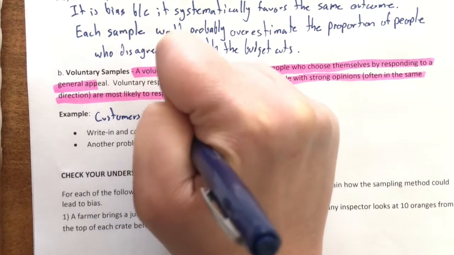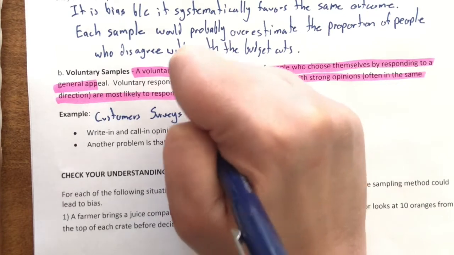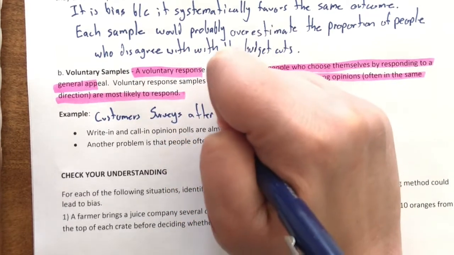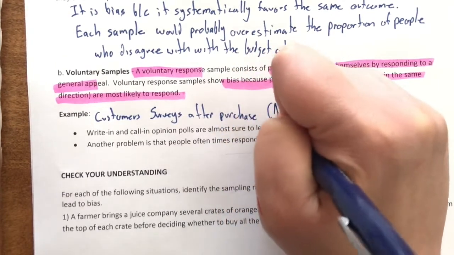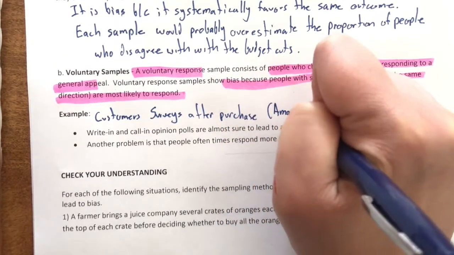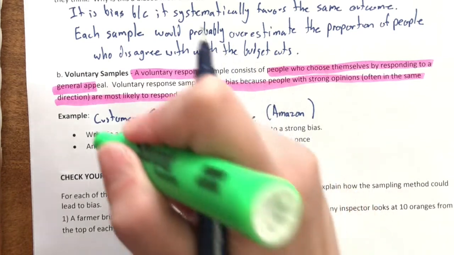Because it's up to the person to decide if they're going to take the survey. And many times when people do that, it's usually because they are not happy. Okay. Another example of voluntary response would be write-in and call-in opinion polls. When it's write-in and call-in, it's people who have a strong opinion about that who are taking the time to write in and call in.